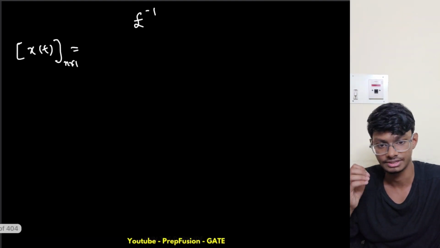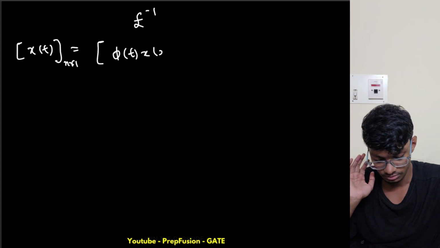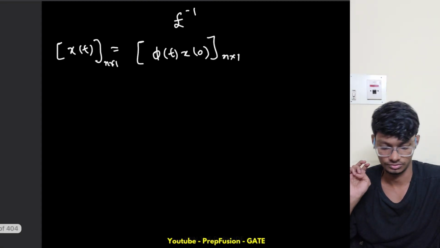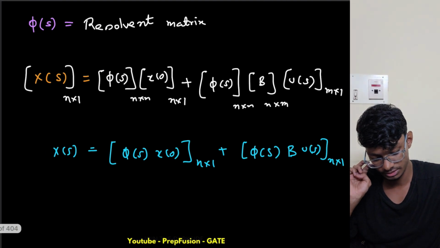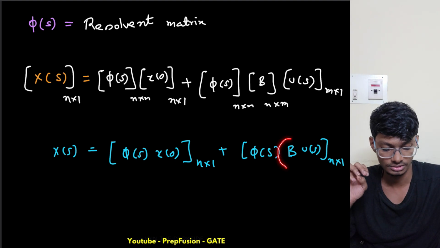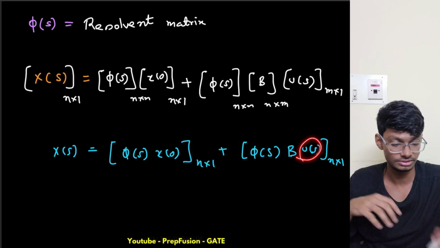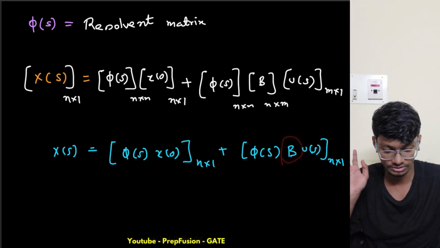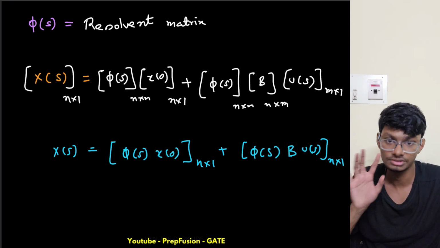We already know it is the state transition matrix. So phi of t into x of 0 basically, and this is n cross 1, plus what is this? Again the Laplace inverse of this is phi of s, and this is just a scalar value only, and finding the Laplace inverse is not that easy. This was on the outside, so finding the Laplace inverse is easy for this one, but finding the Laplace inverse is not that easy for this one.